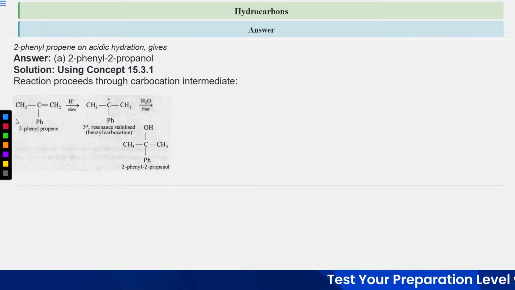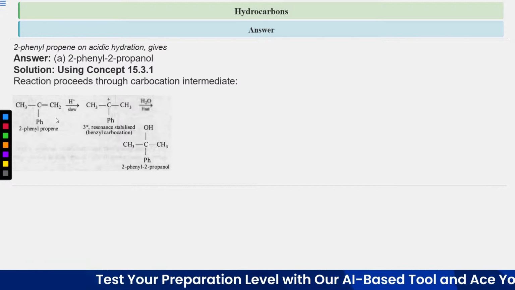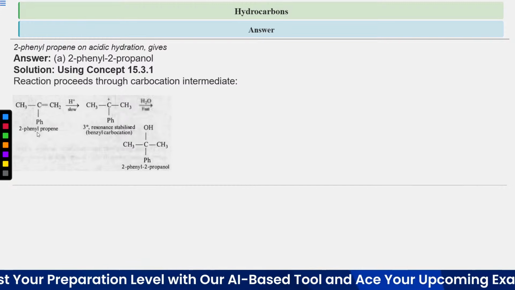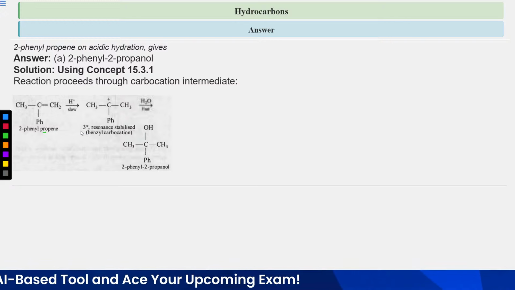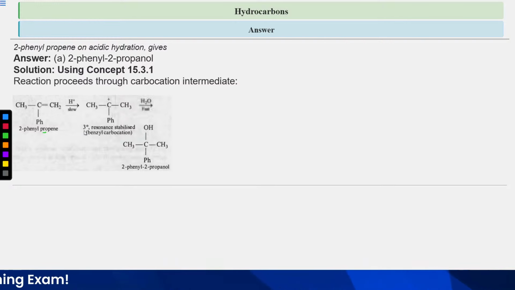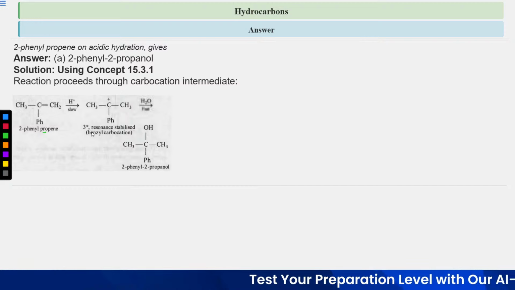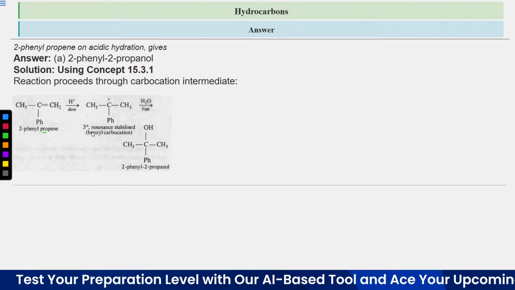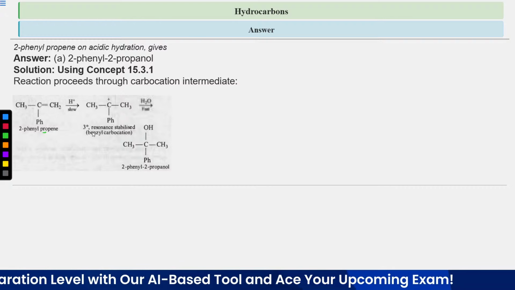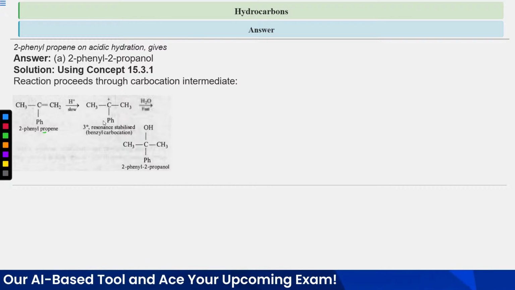So we take 2-phenyl propene. 2-phenyl propene means at the second position we have a phenyl group attached, and the main chain, the parent chain, is propene. We do the acidic hydration of this reactant. This is a slow process. It will give us a carbocation, which is CH3 single bond C positive, at which a phenyl group is attached, and single bond CH3.